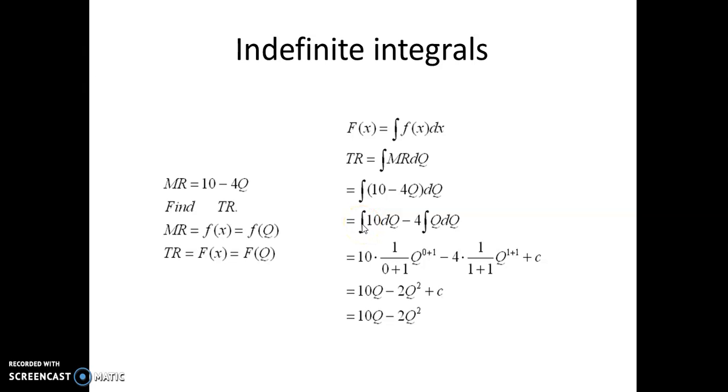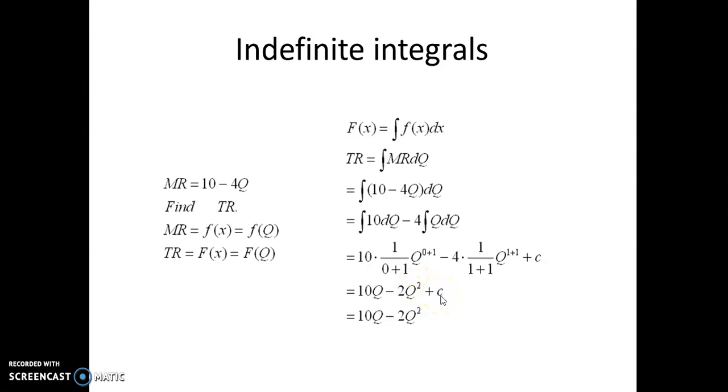So with your integral of a constant, this is the explanation, but it would simply be 10q. Now we have minus 4 times 1 over n plus 1, and n in this case was 1, so it's 1 over 2, times q raised to the power of n plus 1, so that is 1 plus 1, it's 2. So I have a half times minus 4, that's going to give me minus 2q squared, which is what we have over here. And then we say plus c.